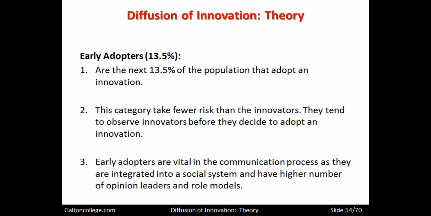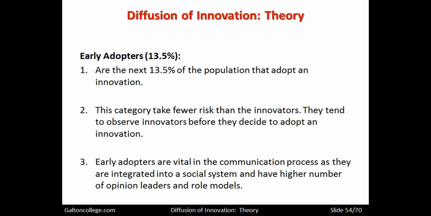Early adopters are vital in the communication process, as they are integrated into the social system and have a high number of opinion leaders and role models. So they're much more established as a part of the social system. The innovators are seen as ones who are just keen on technology, keen on new ideas, keen on new ways of working, keen on anything which is innovative. So they're committed, in a sense. We're clear about who they are.